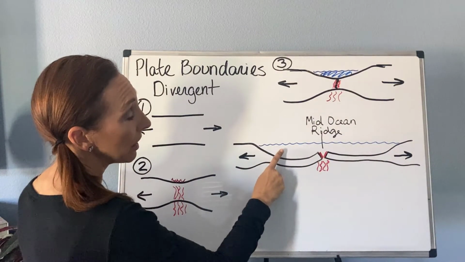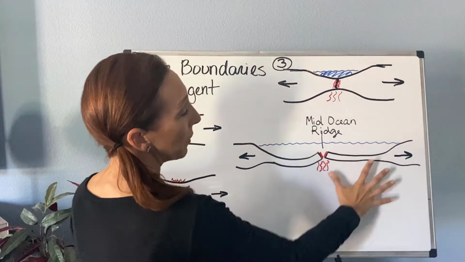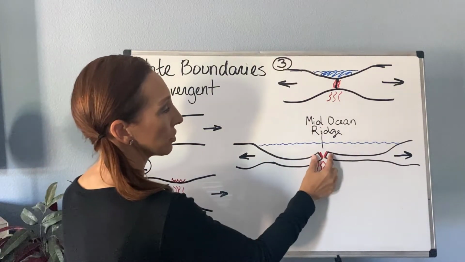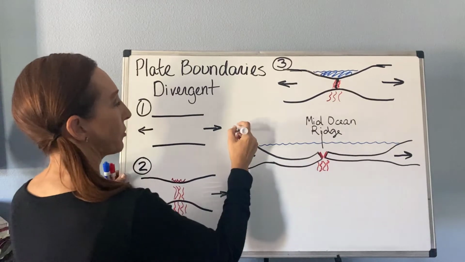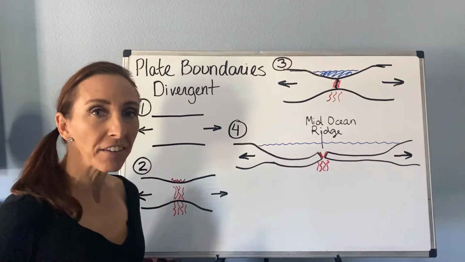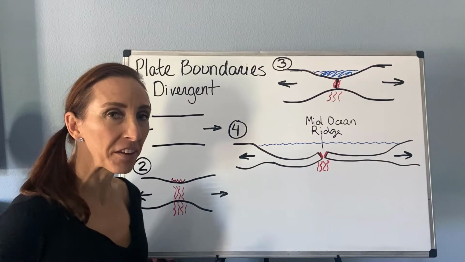And then finally, as that continues to open up, you'd form a full-fledged ocean. And so we're creating our ocean crust here, and I'm going to call that 4. All right, so now let's flip over to Google Maps and take a look at what this looks like.